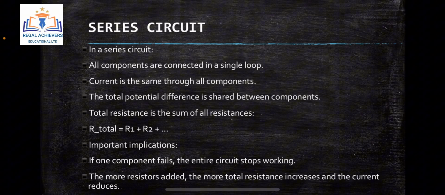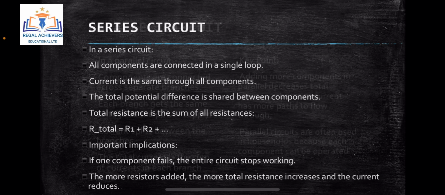Series circuit. In a series circuit, you need to take note of all this information. All components are connected in a single loop. So current is the same through all components. And the total potential difference is shared between components. If you are calculating the total resistance in a series, the total is going to be the first resistance plus the second resistance plus the third resistance, as the case may be. Important implications: if one component fails, the entire circuit will stop working. The more resistors that are added, the more the total resistance increases and the current reduces.